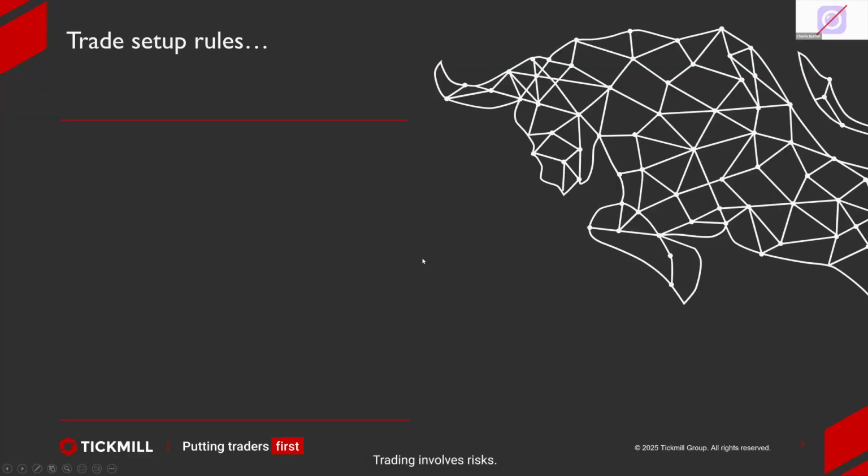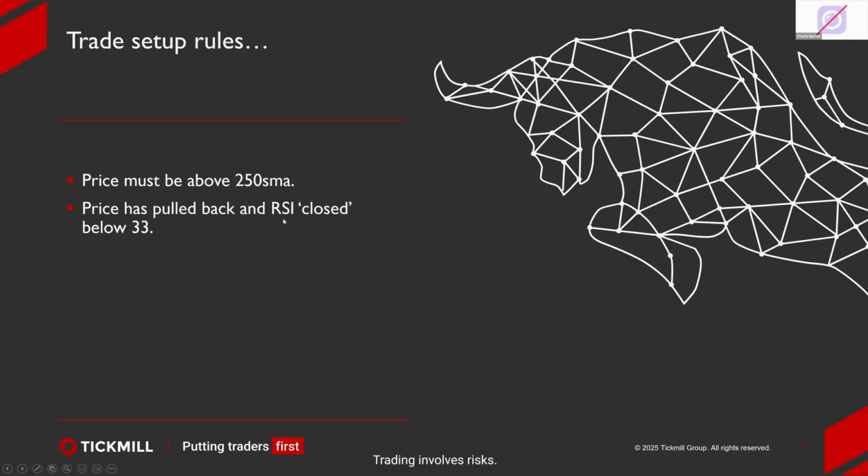So these trading rules. Price must be above the 250 moving average. Price must have pulled back and therefore the RSI has closed below 33. These are on my settings. Like I said, you can play around with all of that. You can have that setting lower than 33. But like I said, it will mean that you'll end up getting fewer signals, and fewer signals can mean that you end up just making less.